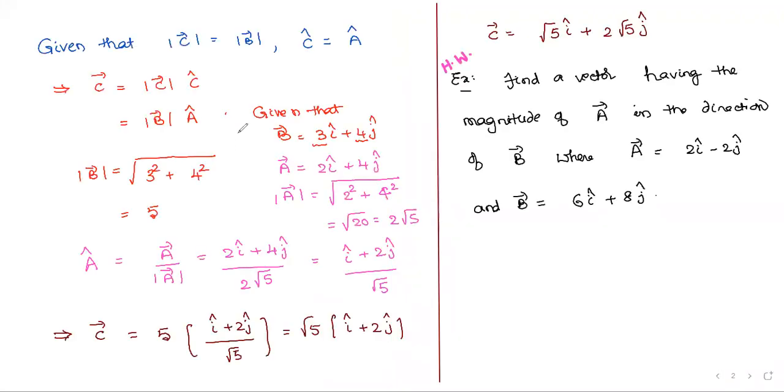Here, how we wrote a vector in the previous example or in the next example: 6I cap plus 8J cap, along x-axis and along y-axis. Suppose a vector is given in 3 dimensions, then how to write a vector and how to find its magnitude? Better we go to some theory related to it. That is a representation of a vector.